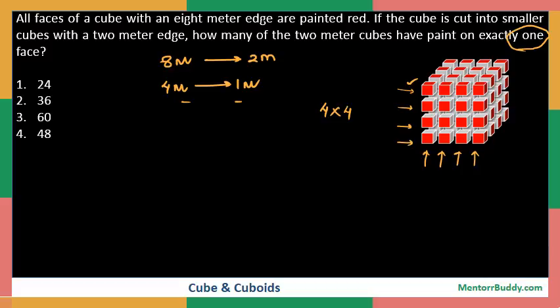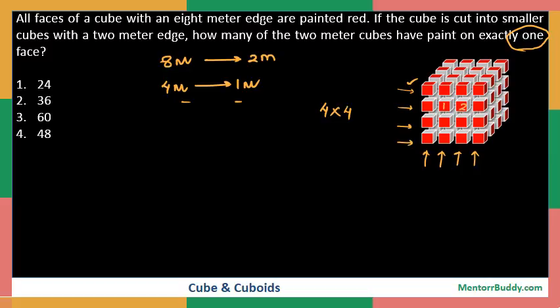If I look at the cubes on the edge, I can see the corner cubes are painted on 3 sides, whereas the other edge cubes are painted on 2 of the faces. So the cubes on the edge are either 2-face or 3-face painted. So I cannot count the cubes on the edges. I need to remove all the 4 edges of this face, and hence I'm left with the cubes in the middle.